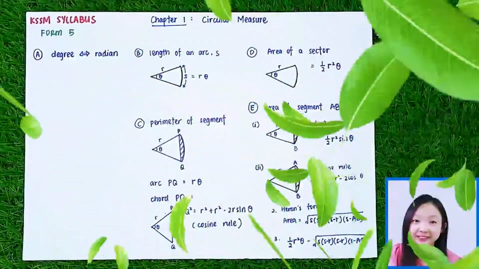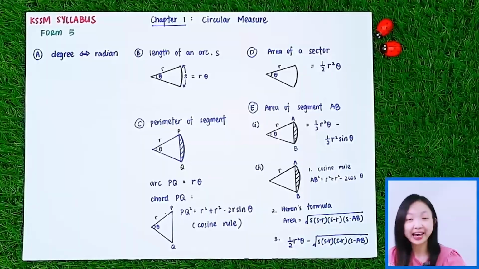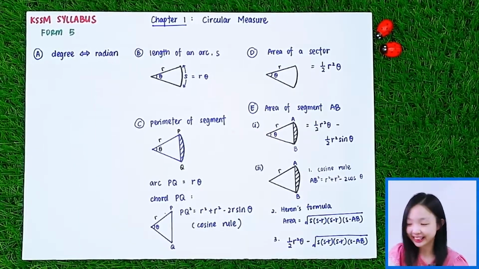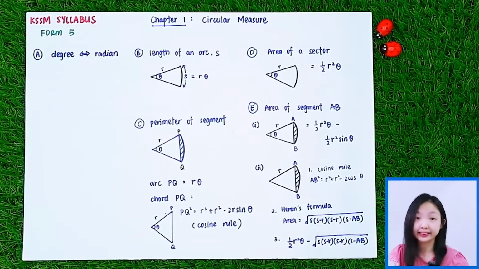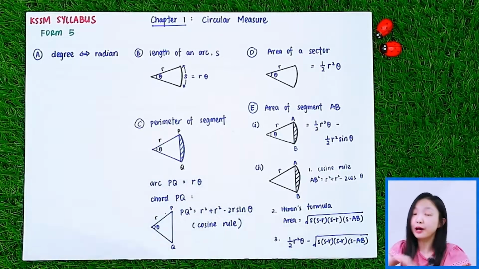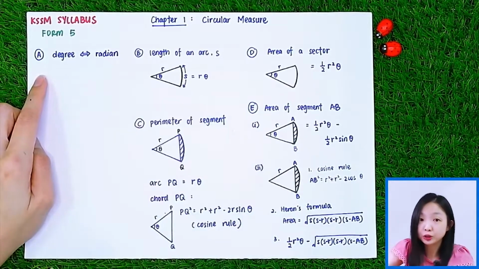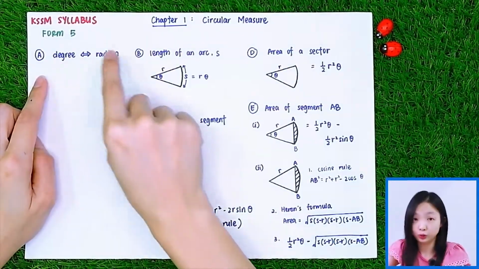Hello everyone! Today I want to share with you about the KSSM syllabus Form 5 Chapter 1 Circular Measure. There are 5 big parts in this chapter, so I will share with you part by part. The first part, you have to know how to change the degree to radian.